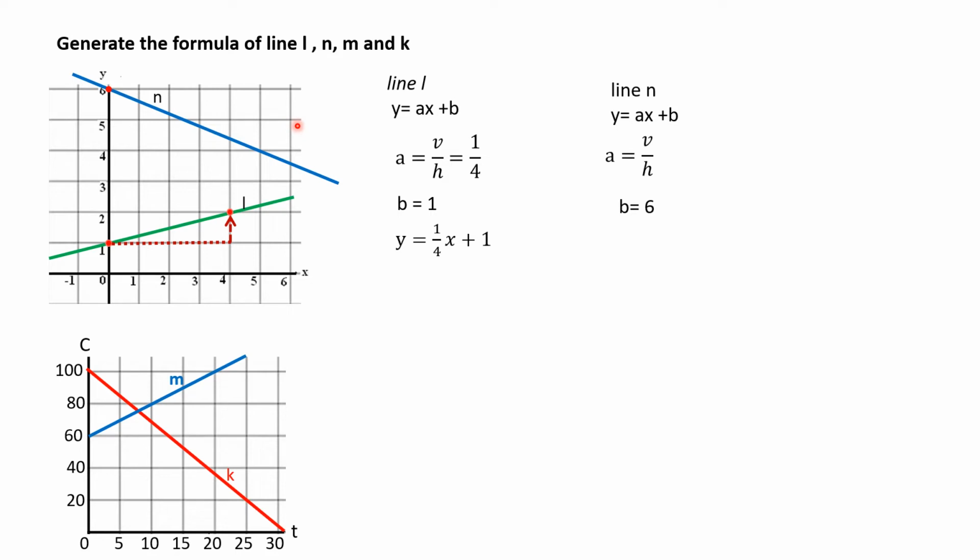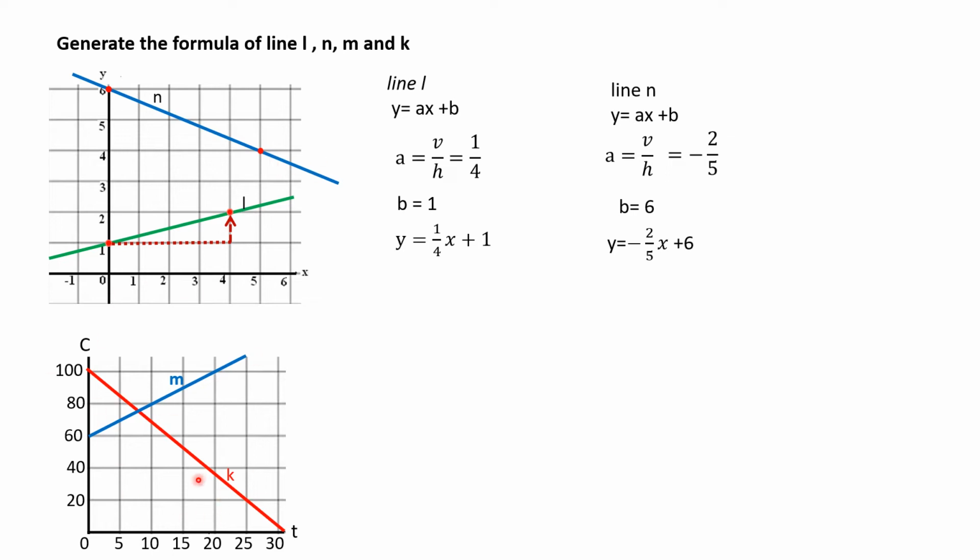And how much do you go vertical? Well, horizontal between these 2 points, you go 5. And vertical, you have to go 2 down. So it's minus 2. So that leaves the fraction, so we have y equals minus 2 over 5x plus 6.